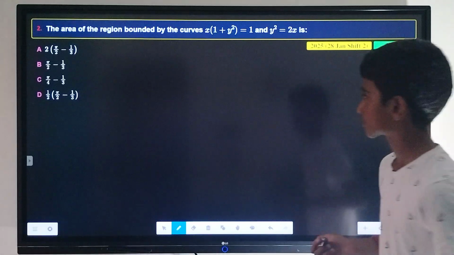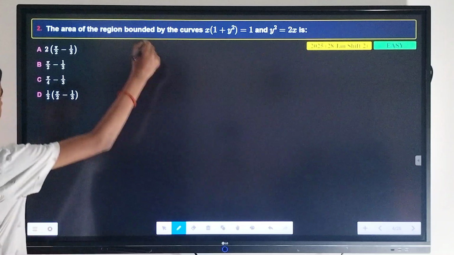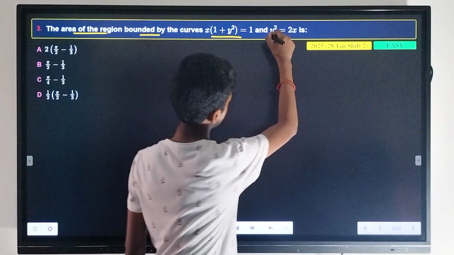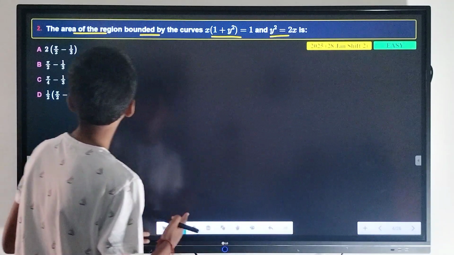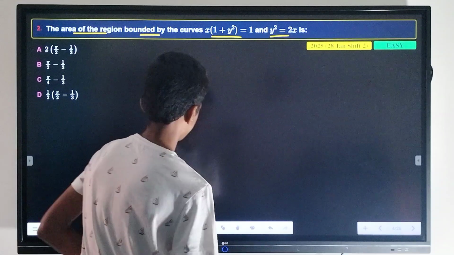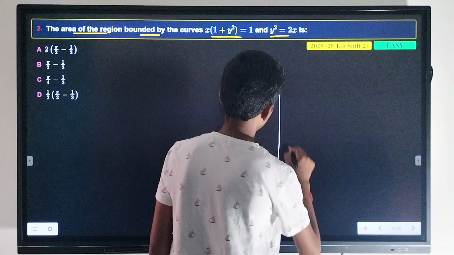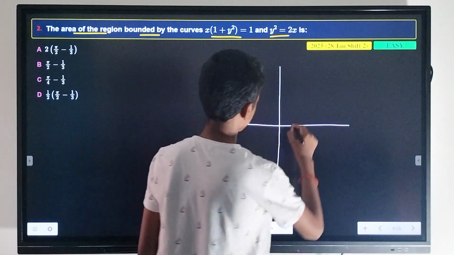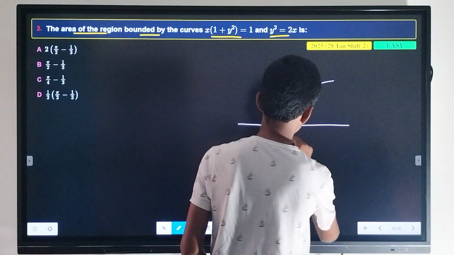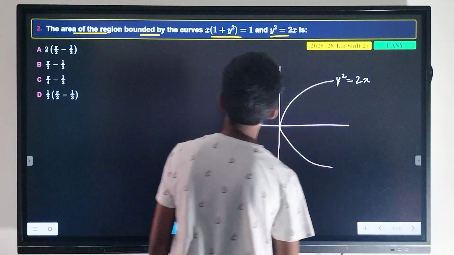Here is our next question now. Our question says the area of the region bounded by the curves this and this is. So again in this question we need to find the area bounded by these two curves. So first of all we will make a rough sketch of these two curves. So this is our coordinate axis and this will be our parabola, y square is equal to 2x.